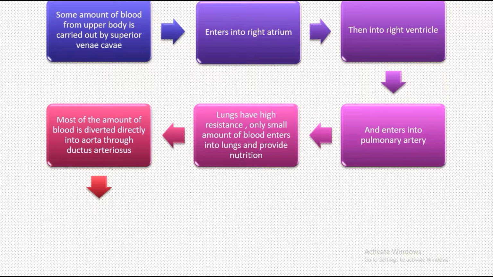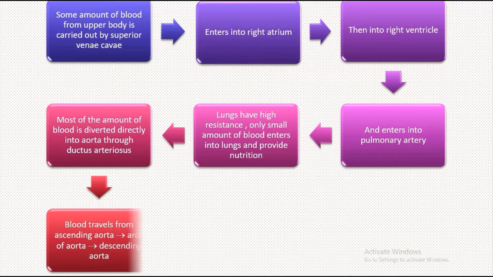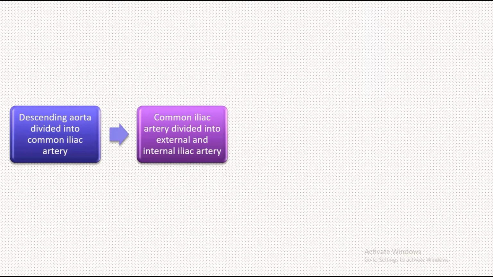So what next? This is about how oxygenated blood travels into the body. But what happens with the deoxygenated blood? How can it go for oxygenation into the placenta again? So here the blood travels from the ascending aorta to the arch of the aorta into the descending aorta. Then the descending aorta is divided into the common iliac arteries. These common iliac arteries are divided into external and internal iliac arteries.